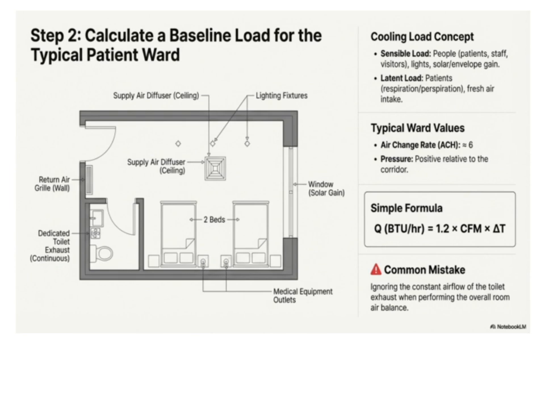Typically, we consider an air change rate, or ACH, of about 6. This means the air in the space is replaced roughly 6 times per hour, and we usually maintain a positive pressure to the corridor to prevent contaminants from entering. Now, when calculating the heat removed, or Q in BTUs per hour, we use this formula: Q equals 1.2 times CFM times delta T, essentially. This helps us determine the cooling capacity needed based on airflow and temperature difference.